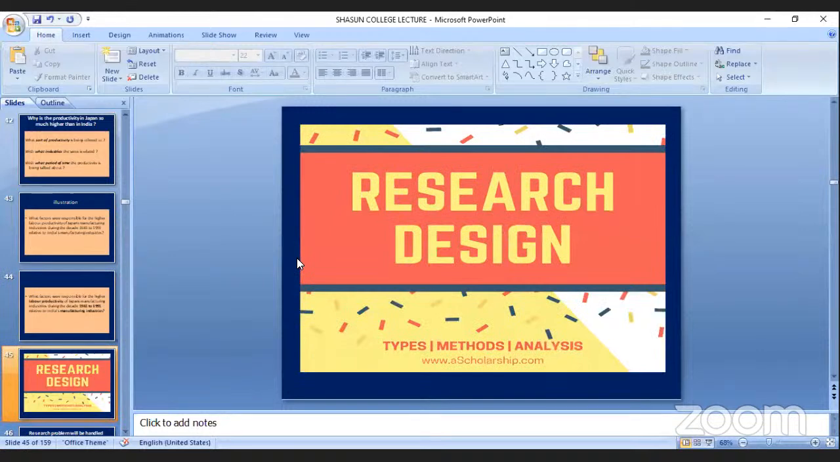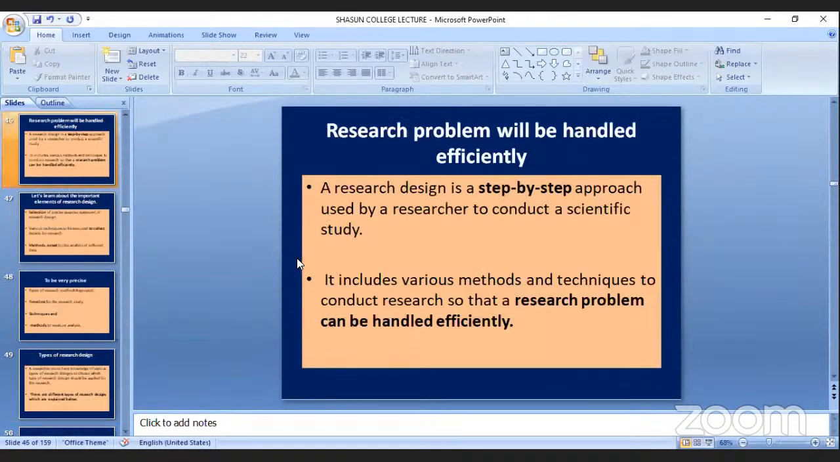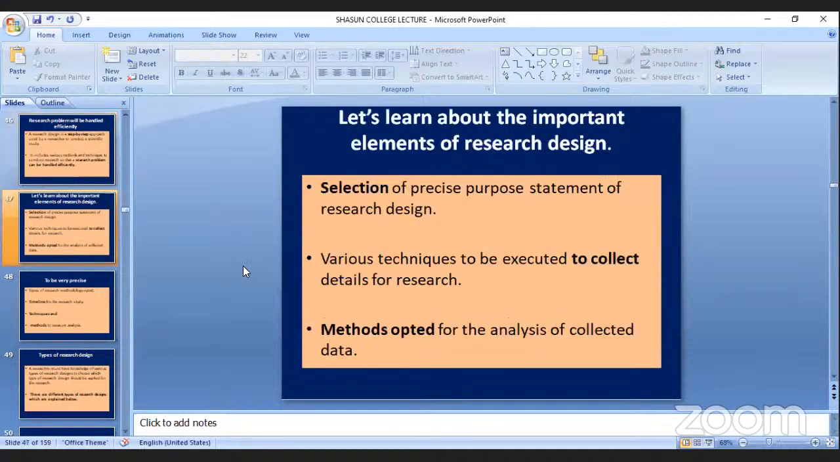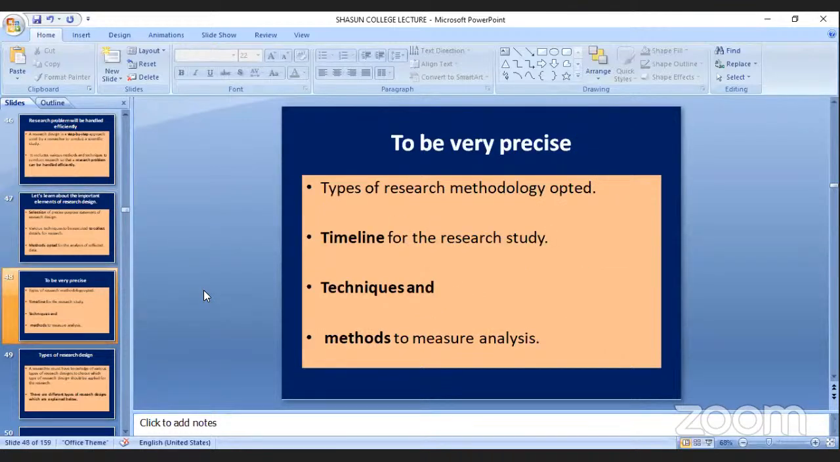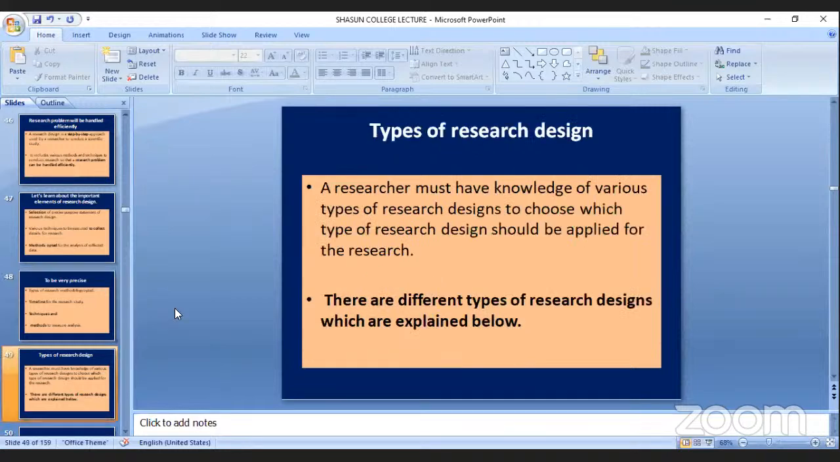Next is a research design. When you do a research design, it has to be a step-by-step process, and the research problem should be handled efficiently. That is very, very important in doing research. Selection of research design is very important. Methods adopted are very important. Collecting the data is very important. And the timeline required, the correct time the research study should be done, the techniques to be followed, the methods to be analyzed, everything is very, very important.